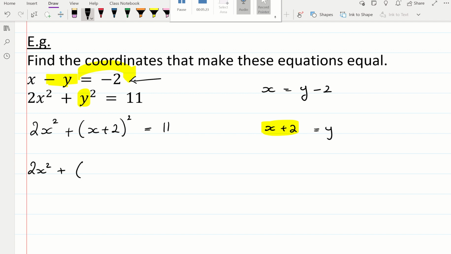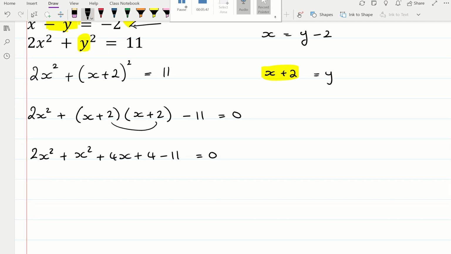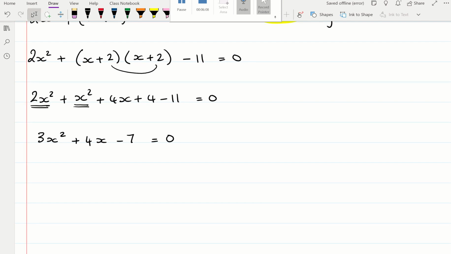2x squared plus, now I have a double bracket. And I'm going to subtract the 11 because I want it to equal to 0. 2x squared plus x squared plus 2x is plus 4x, and then plus 4 minus 11 equals 0. I collect like terms. 2x squared plus x squared is 3x squared plus 4x, and then you've got 4 minus 11, which is minus 7. So I can check if it factorizes. Do I think it will factorize? Okay, let's have a look.